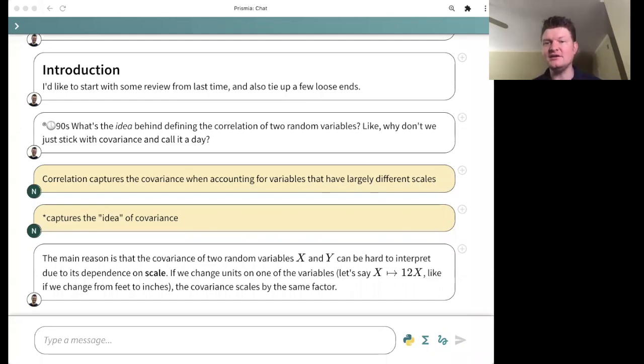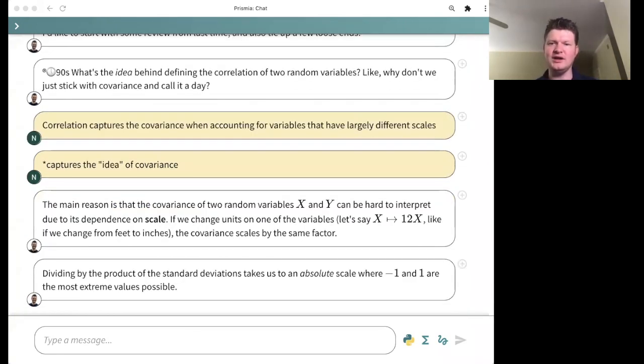The sign that it's positive tells you something, but the magnitude is muddled because it has information about the variance of the random variables baked into it. So we divide out by the product of the standard deviations of the two random variables, and that takes us to an absolute scale so that we're between -1 and 1 no matter what the original random variables are.